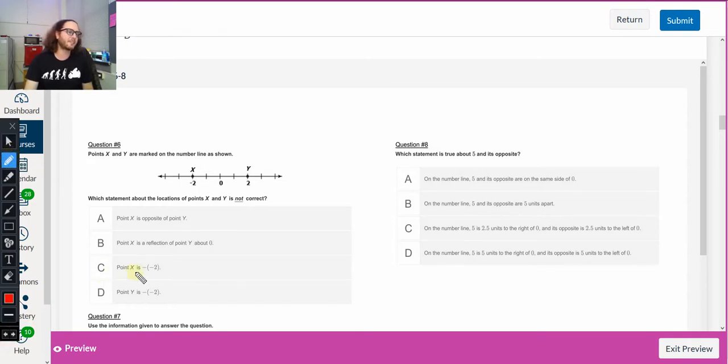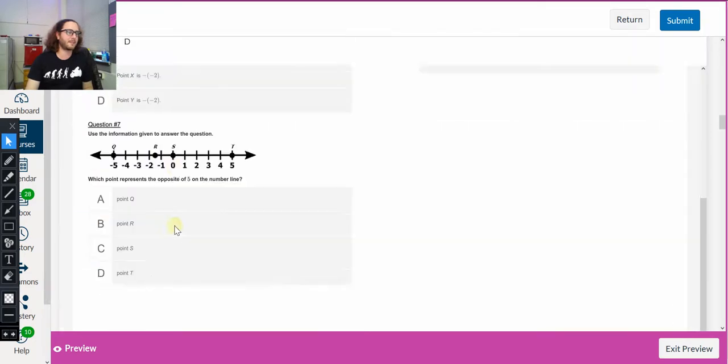C says X is negative, negative 2. So negative, negative 2. If it's a double negative, is it a negative or is it now a positive? It should have been a positive. So point X, that does not equal positive 2. So this is the one that is not going to be correct. All right, so for number 6, your answer should have been C.